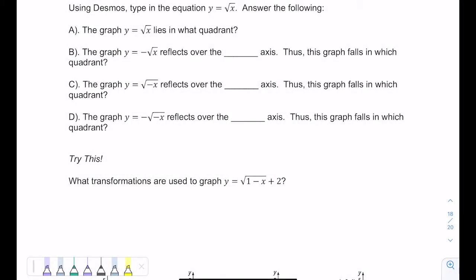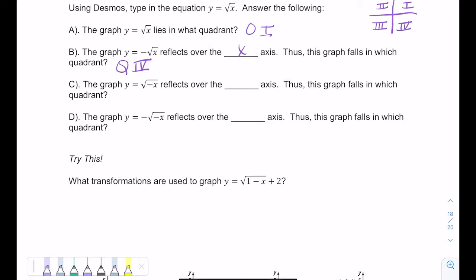So the square root of x we know lies in quadrant 1. So remember your quadrants look like this. So here's quadrant 1. If I'm looking at the coordinate plane, it goes counterclockwise. So the square root of x is in quadrant 1. Okay? When I reflected the graph, when I changed that function to y equals negative square root of x, remember it reflected over the x-axis. So it was in quadrant 1, now it's going to end up in quadrant 4. Oh, sorry, they wanted x-axis here. And then the answer to this is quadrant 4.